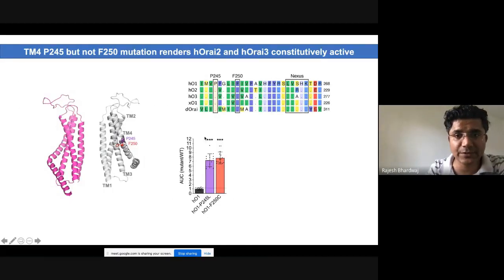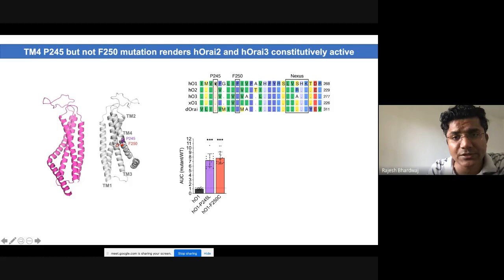So we took a closer look at the sequence here in the human ORI variants, and we hypothesized that maybe this tyrosine is not allowing this. If you put a tyrosine in this position, we hypothesized that maybe this creates a problem in flexion of this hinge and thereby not allowing the channel to function.